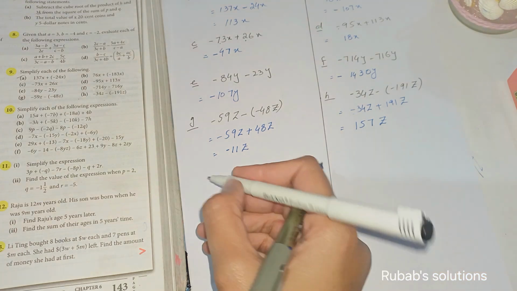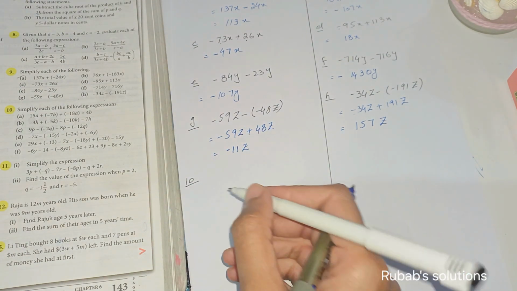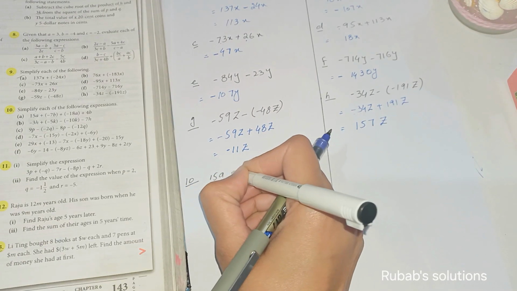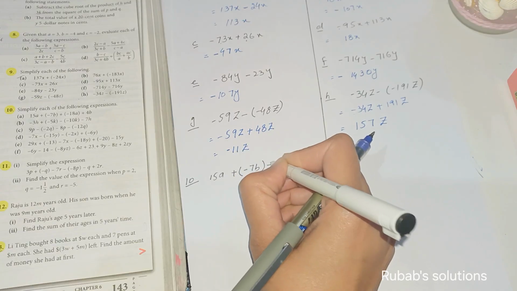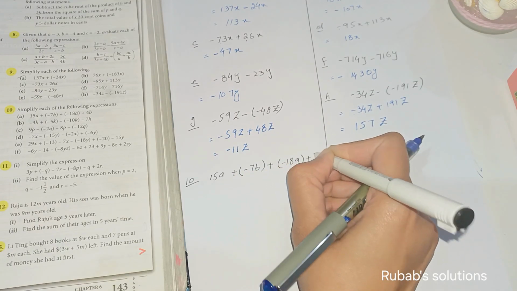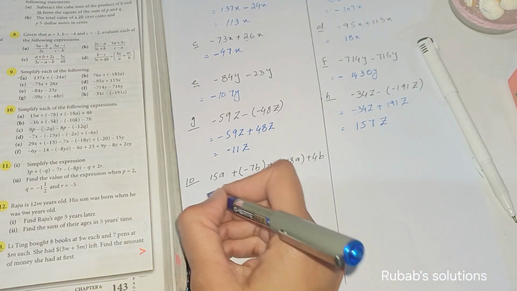Moving towards question number 10, and question number 10 is again simplify each of the following expressions. So we have to add or subtract the like terms. What are the like terms? I will repeat again. Like terms are those terms in which the variables are same. When the variables are not same, they are not like terms and we cannot add or subtract them.